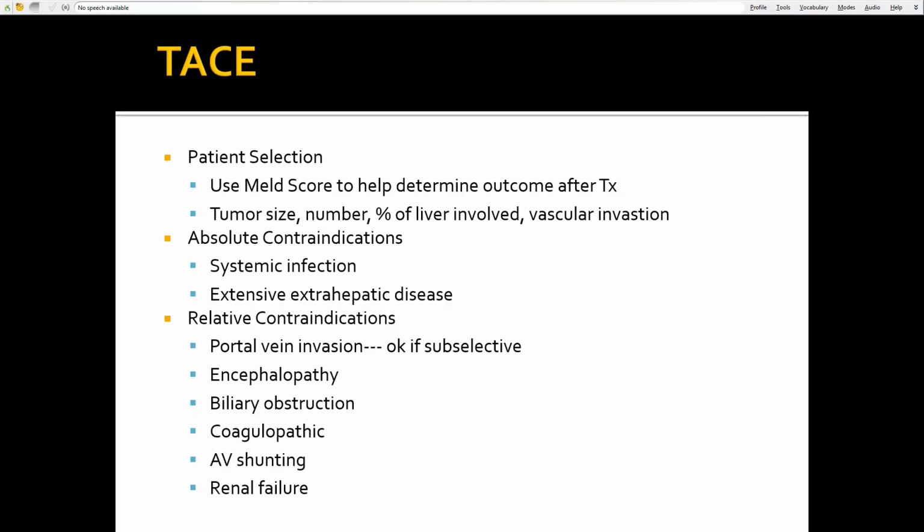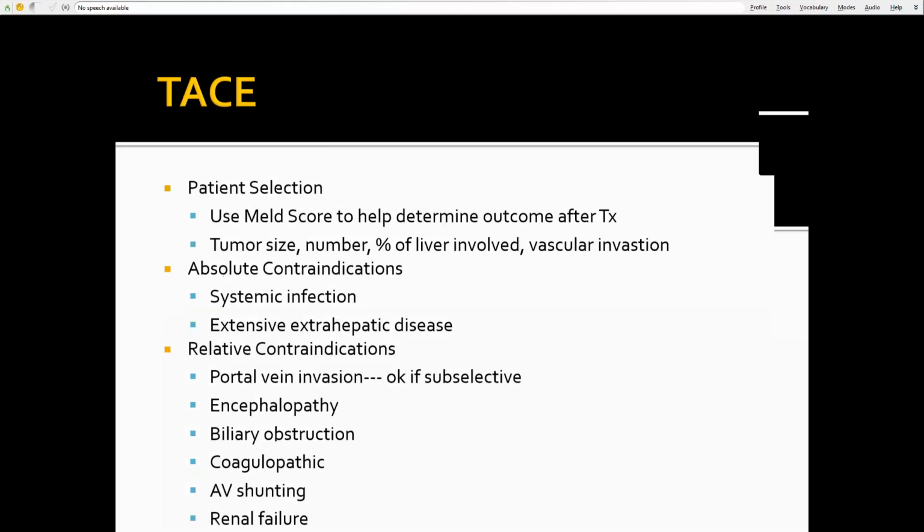Other things to be aware of: portal vein invasion. It can be a factor because you're taking out the arterial supply and relying on the venous supply from the portal vein. If you get subselective when treating the tumor, that may be okay. Encephalopathy and biliary obstruction matter too, so you have to get certain preoperative lab values to make sure the patient isn't overly jaundiced or coagulopathic. You also have to look for AV shunting, to make sure that when you treat the patient it's not going to go straight into the venous supply and become more of a systemic therapy. So all those things are important.